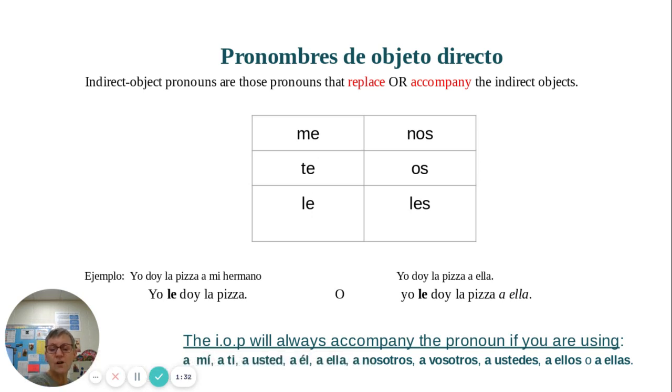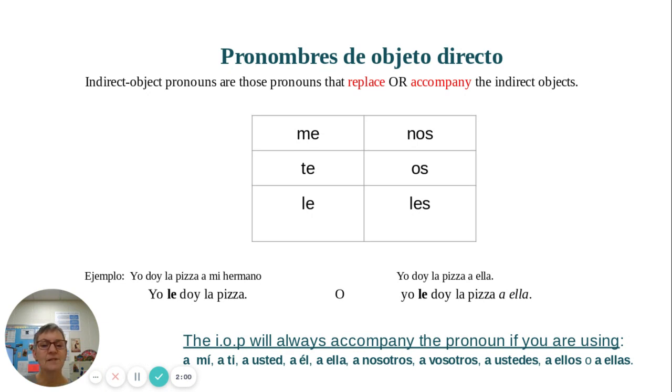Just like the direct objects, the indirect objects may be replaced with a pronoun. And look, they're very similar. Me, te, nos, os. And the different ones are le and les. But we won't need to worry about masculine or feminine, just singular or plural. So yo doy la pizza a mi hermano. I'm going to replace mi hermano with le. Yo le doy la pizza.